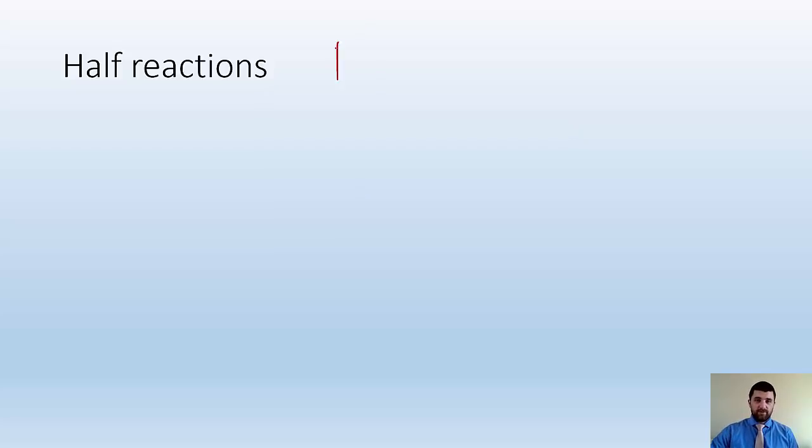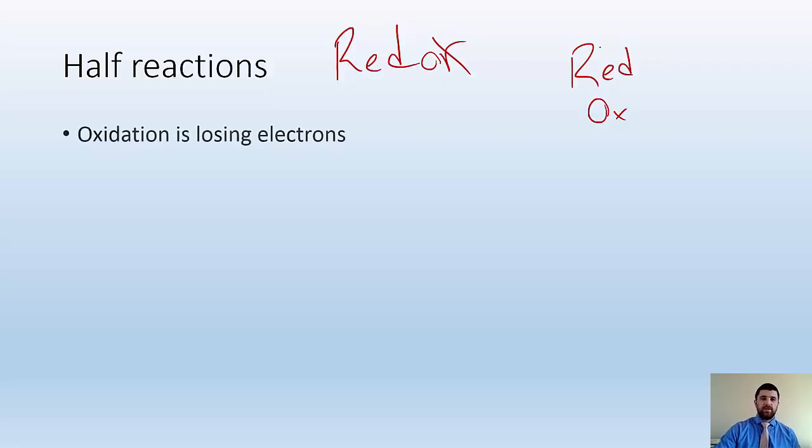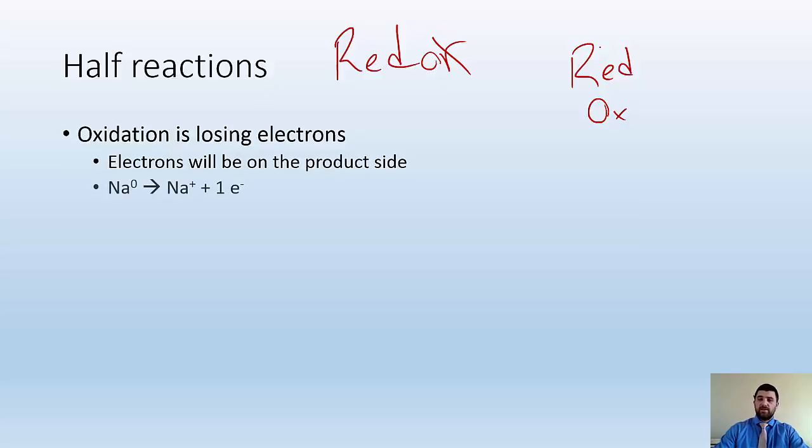If you've got a redox reaction, half of it is reduction and half of it is oxidation. Oxidation is losing electrons, so we're going to look at just that process first. Electrons will be on the product side because you're separating that atom from its electron or electrons. You're never going to see Na0 minus 1 electron goes to Na+1. We don't like minus signs because we're not subtracting anything. We're just separating it. So how do we show that in an equation? We put it on the product side.